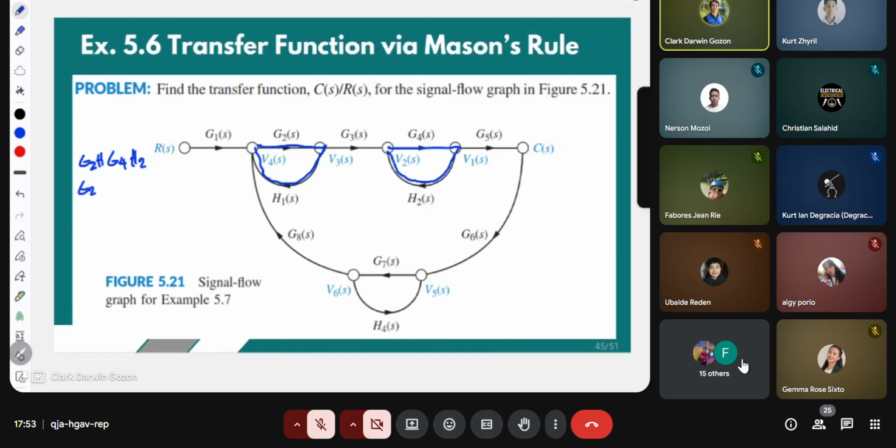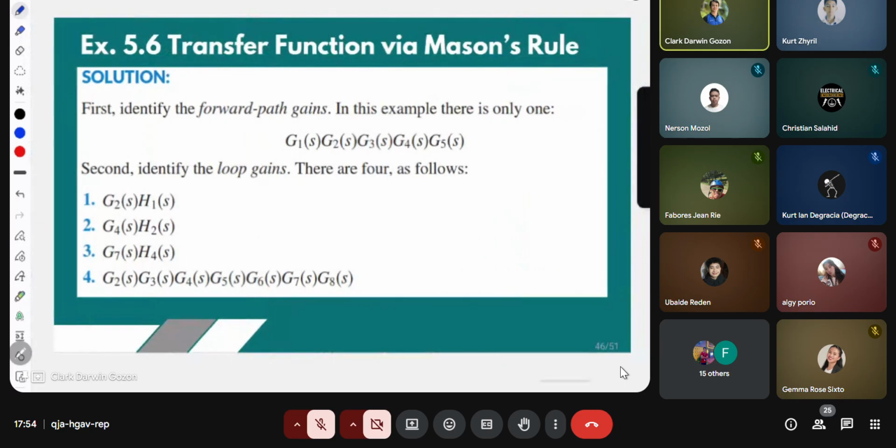Dayon na kay G2H1, G7H4. Dayon na kay G4H2 is non-touching with this one, G7H4. The rest is touching na dayon. Okay, so kana lang, no? So, okay. So, these are the number of non-touching loop gains.